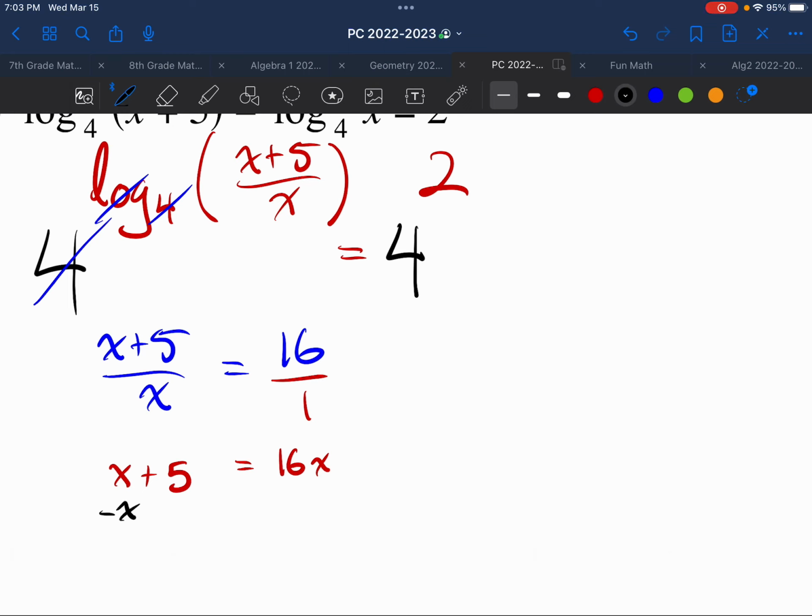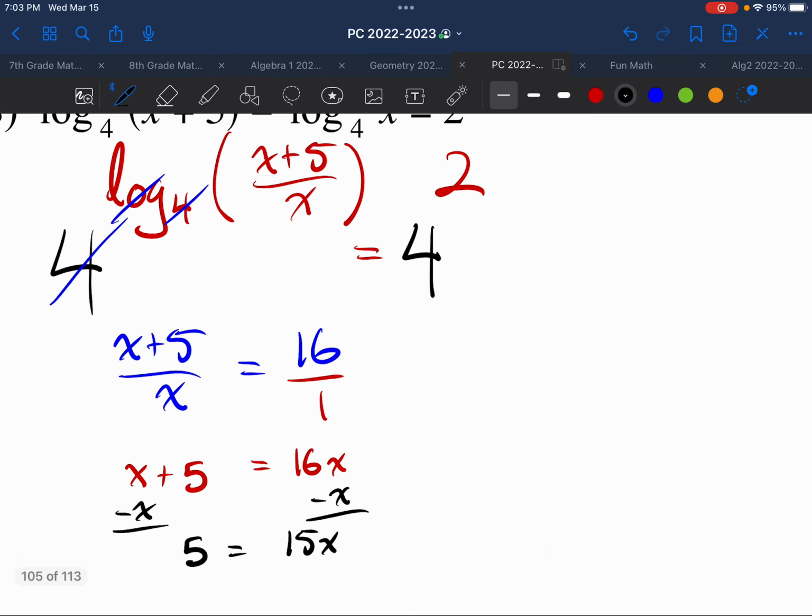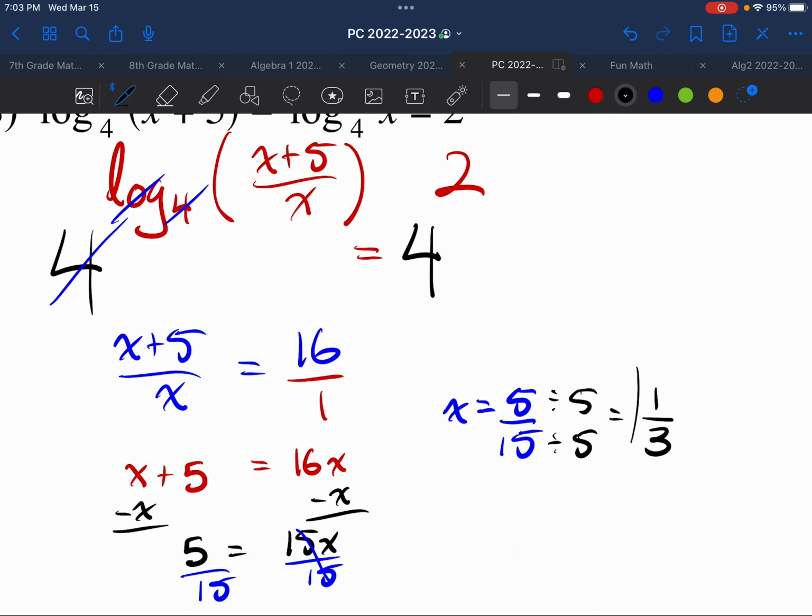Let's go ahead and subtract x, and what do we get? We get 5 on the left-hand side and 15x on the right-hand side. I don't have any more room, so I have to squish it in here. I'm going to divide by 15, leaving me with x is equal to 5 over 15, but I can reduce that. I can divide the top and bottom by 5, and I get 1 over 3 for my final answer for x.